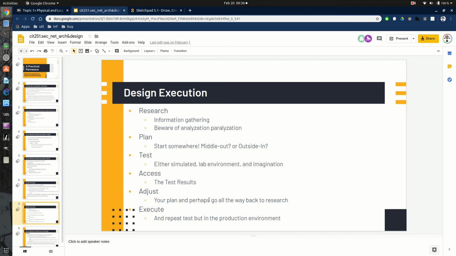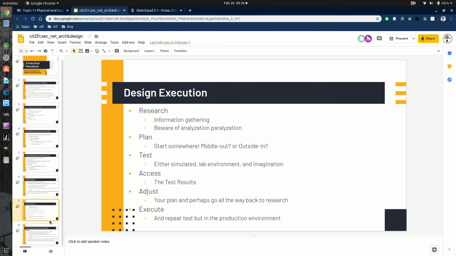Execute and repeat test, but in the production environment. So once you execute it, you're going to test again. Once you execute it, you put it in the production environment. This is where testing comes in again. This was not one of my strong suits. I'm not a detail monger. I'm not really good with details. Luckily, I worked with people who were, and they were willing to go out and think of every possible scenario and try to execute things in the production environment to make sure it was working before the user showed up the next morning.